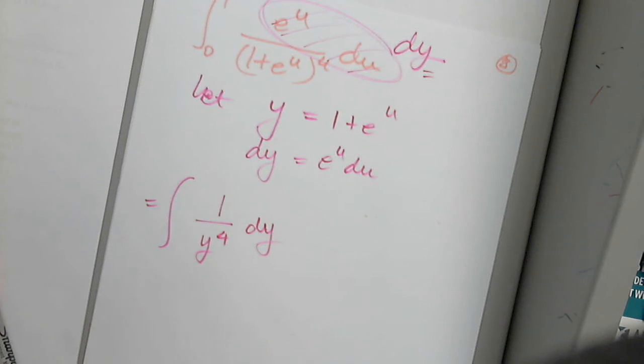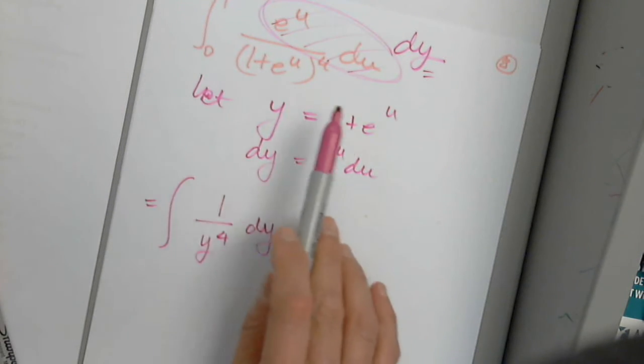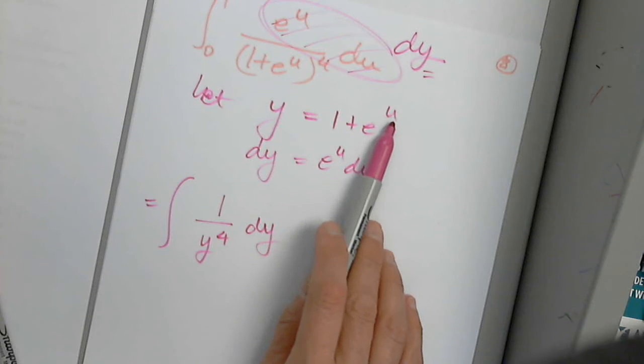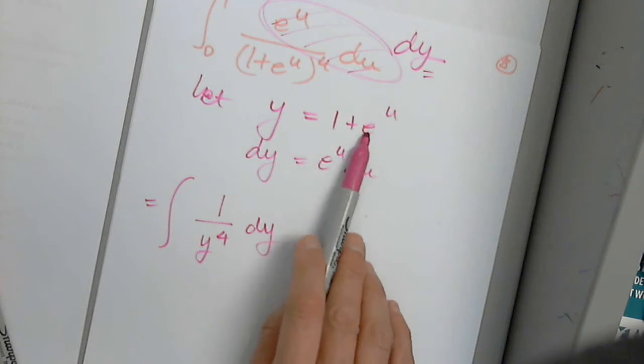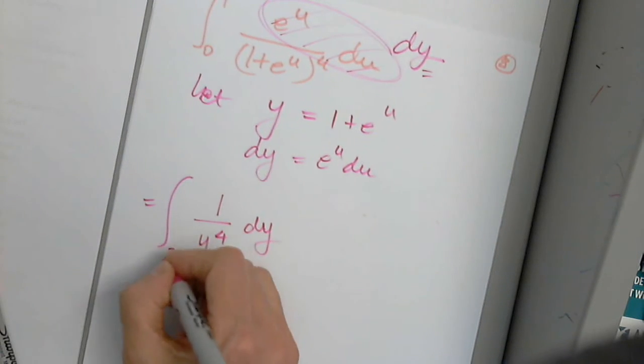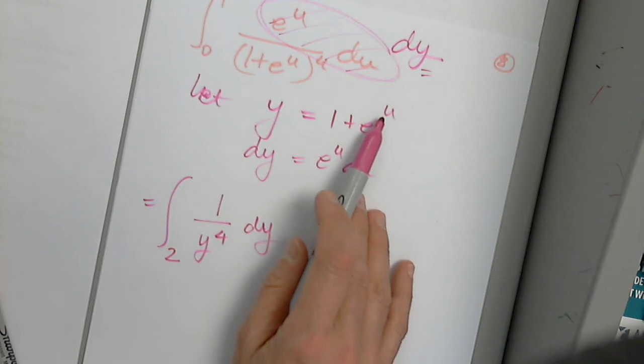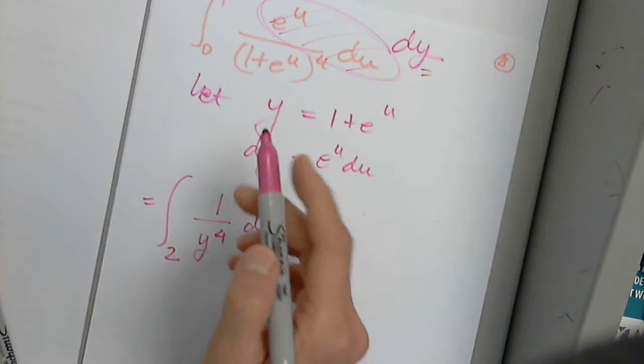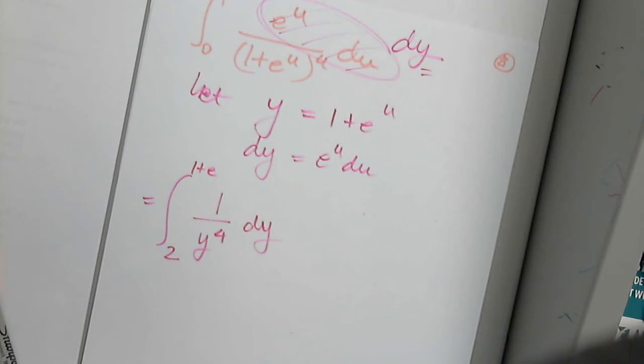Now the limits of integration. The lower limit first. When u is 0, how much is e to 0? 1 plus 1. Very good. And now we plug in 1. Well, e to 1 is e, so the top is 1 plus e.